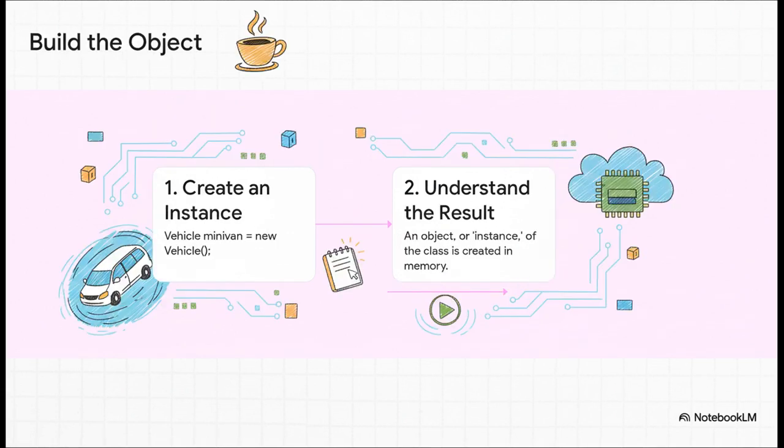So we have the blueprint. Now what? Now we actually build something. See this line of code? This is us telling the factory, hey, use that vehicle blueprint and build me a minivan. And just like that, we've created an instance of the vehicle class. We now have a real, tangible object that exists in our program. And that's the whole loop of OOP right there. You go from a blueprint to a real thing.